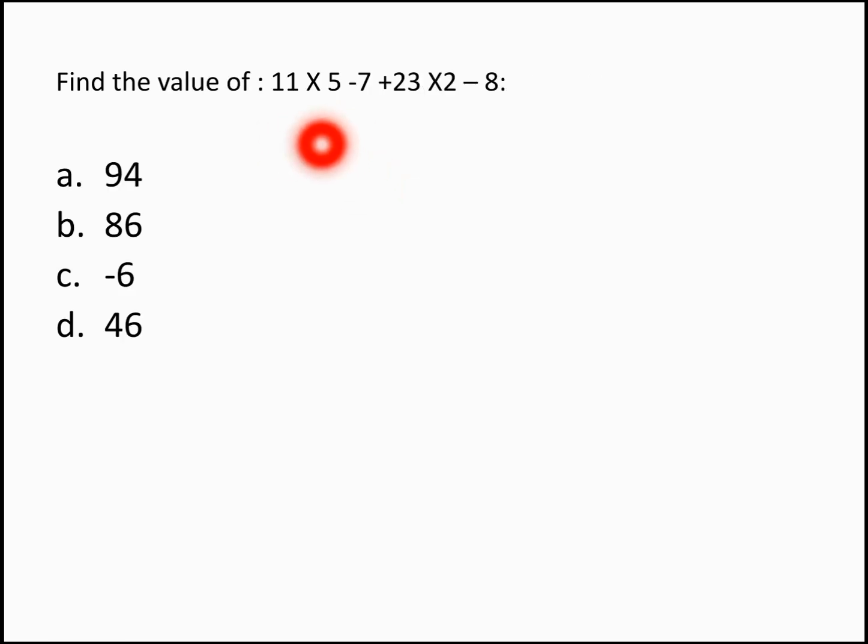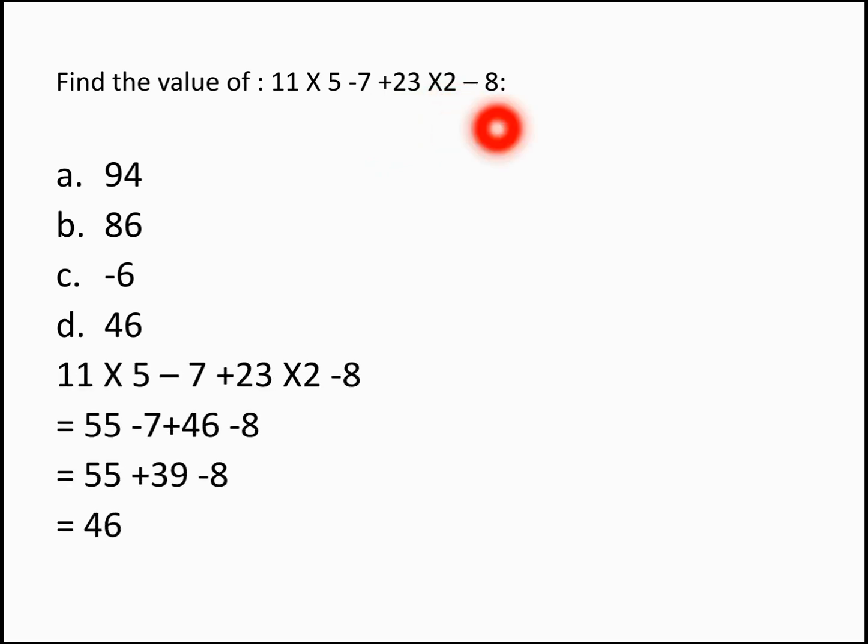Find the value of 11 into 5 minus 7 plus 23 into 2 minus 8. Very simple BODMAS application is what you are going to do. 11 into 5 is 55, 23 into 2 is 46, right? So 55 minus 7 plus 46 minus 8, because in BODMAS multiplication is the first operation that you have to perform, and the second operation is addition. So minus 7 plus 46 gives you 39. So 55 plus 39 minus 8 gives you 46. So the answer for this question becomes 46.